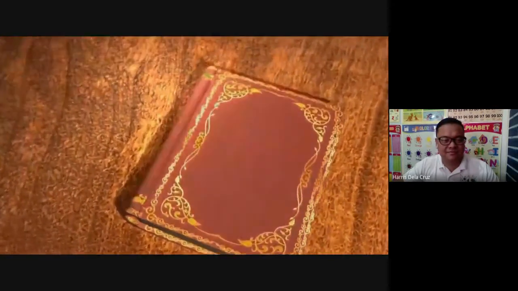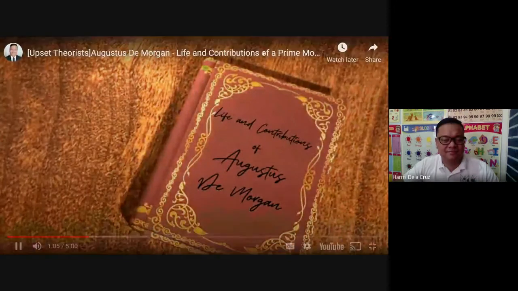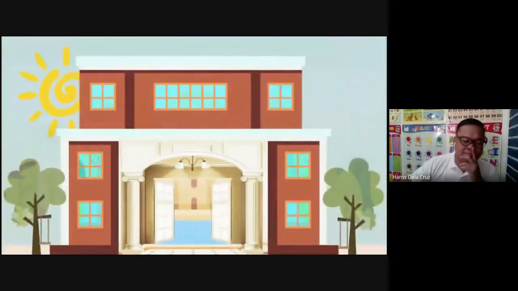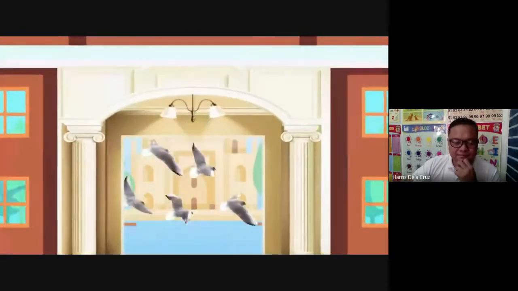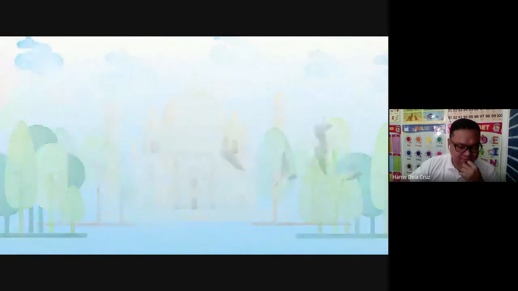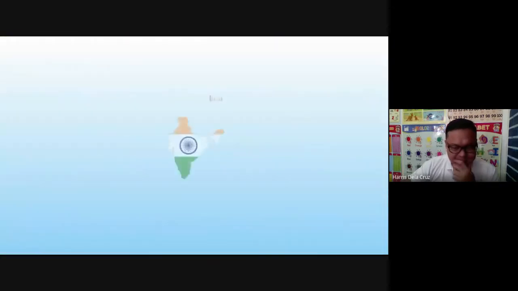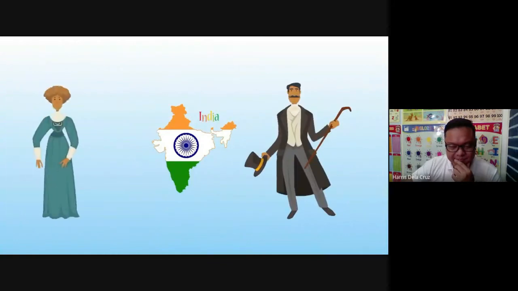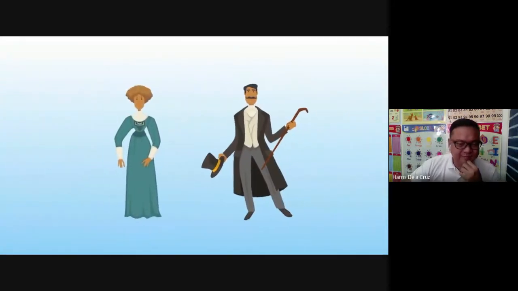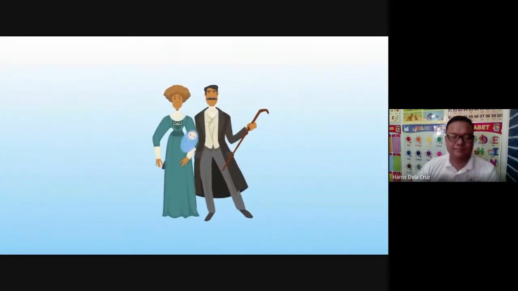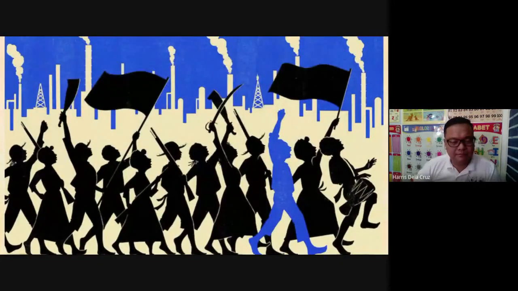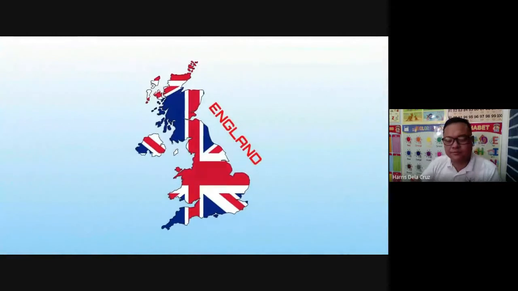Ladies and gentlemen, here's the life and contributions of Augustus De Morgan. On the 27th of June, year 1806, in Madura, India, Lieutenant Colonel John De Morgan and Elizabeth Dodson welcomed their child, Augustus. But around his 7th month of existence, the secret rebellion took place, so they moved to England.